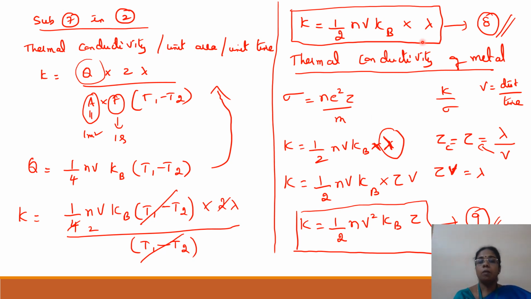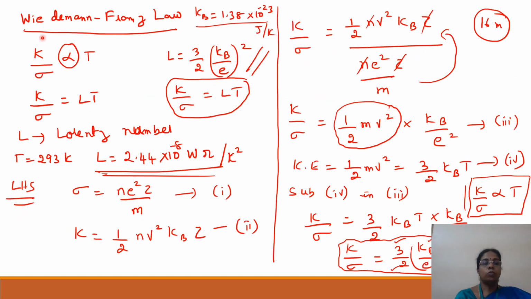Here I am going to substitute this λ in terms of τ. So what is τ? τ is equal to τc for metal, and that is equal to the mean free path divided by the velocity. When I rearrange, I will get λ to be τ into v. When you substitute, you get the K value to be 1/2 n v² kB τ. Let this be equation number 9.